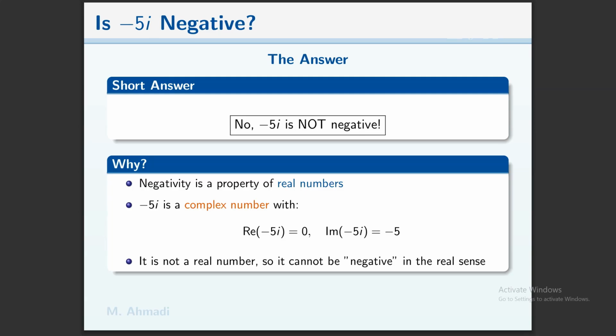Why? Negativity is a property of real numbers. Minus 5i is a complex number with a real part equal to 0 and an imaginary part equal to minus 5. It is not a real number, so it cannot be negative in the real sense. Complex numbers do not have a natural order.